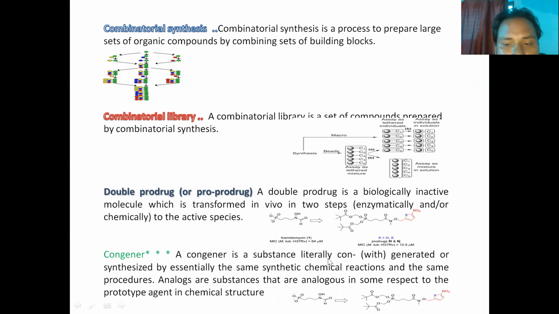Next we will talk about the congener. A congener is a substance, literally con means with, generated or synthesized by essentially the same synthetic chemical reactions and the same procedure. Analogs are substances that are analogous in some respect to the prototype agent in chemical structure. So these are the congeners.